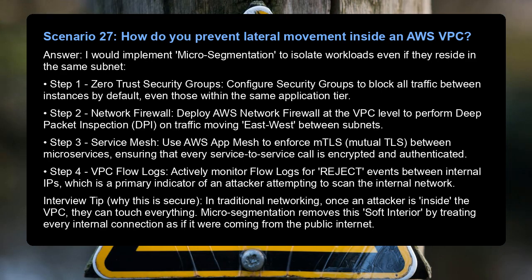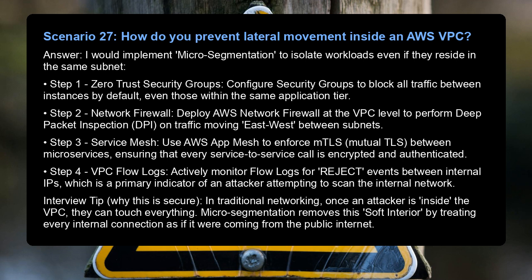Scenario 27. How do you prevent lateral movement inside an AWS VPC? Answer: I would implement micro-segmentation to isolate workloads even if they reside in the same subnet. Step 1. Trust security groups. Configure security groups to block all traffic between instances by default, even those within the same application tier.